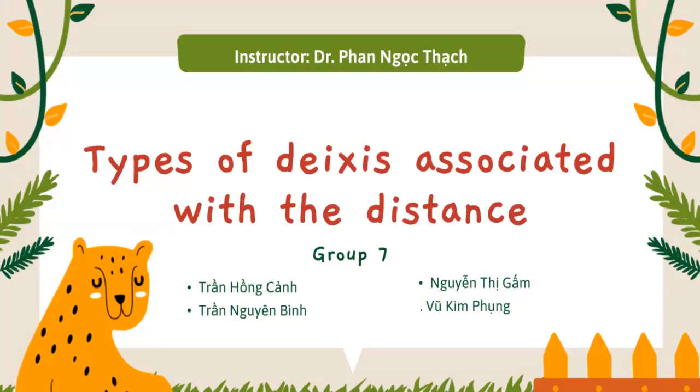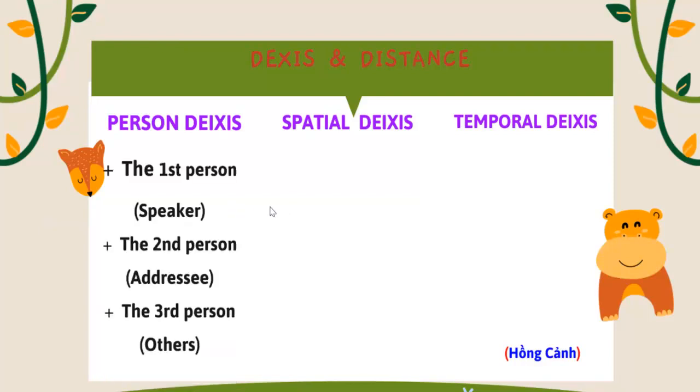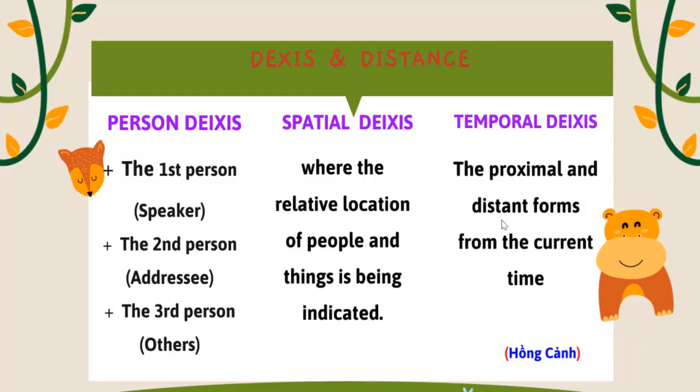Association of basis and distance. As you know, there is a close relationship between basis and distance. There are three kinds of basis: person, spatial, and temporal basis. In terms of person basis, there are three kinds: the first person or the speaker, the second is addressees, and the third is the others. The second one is spatial basis, where the relative locations of people and things are indicated. And the last is temporal basis, that is the proximal and distal forms from the current time. So the next one is the presentation. Thank you.